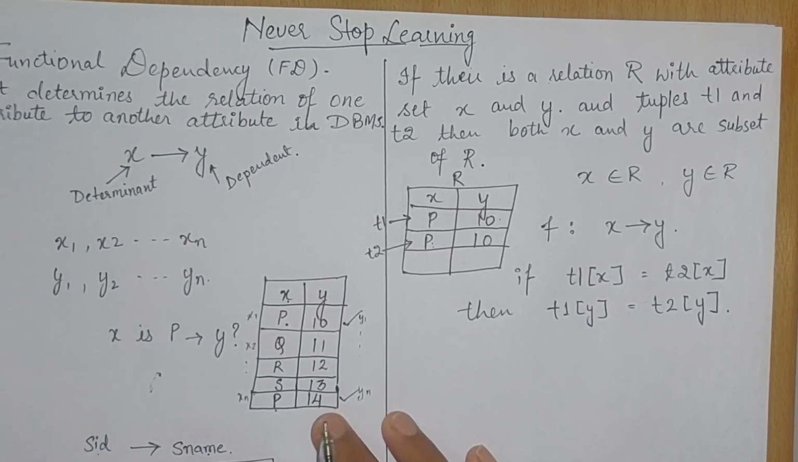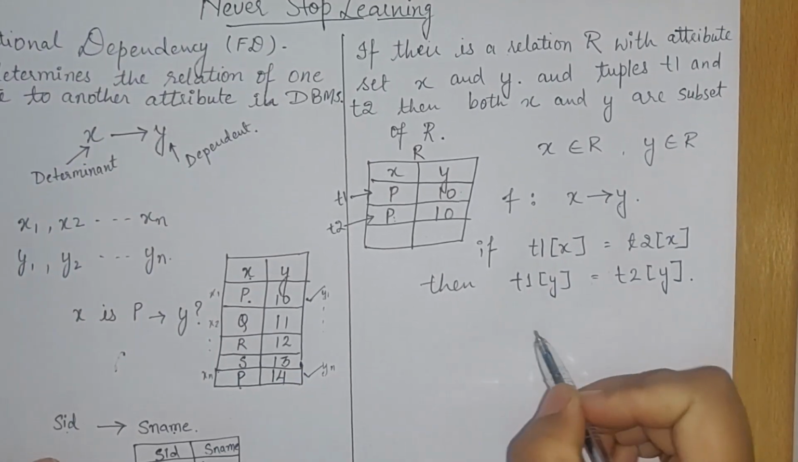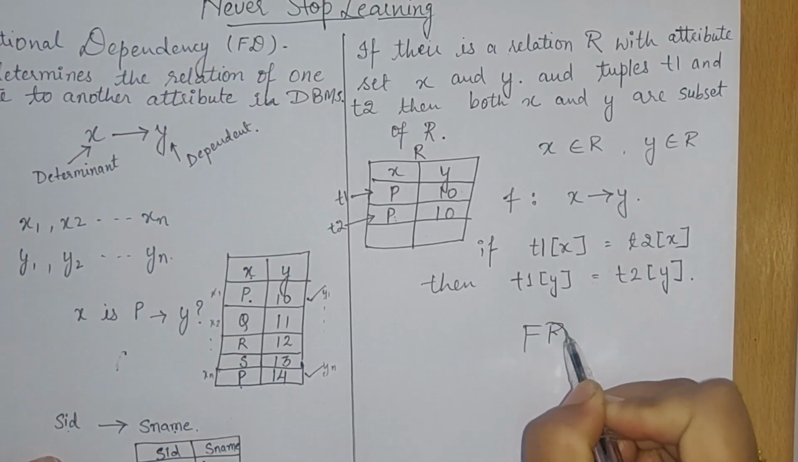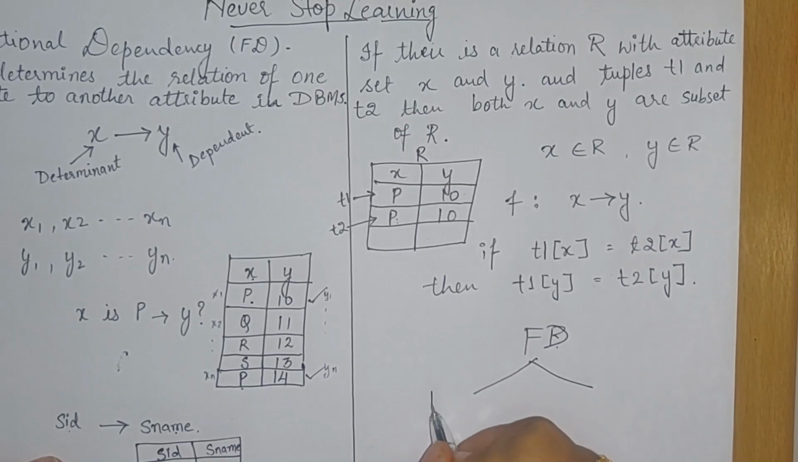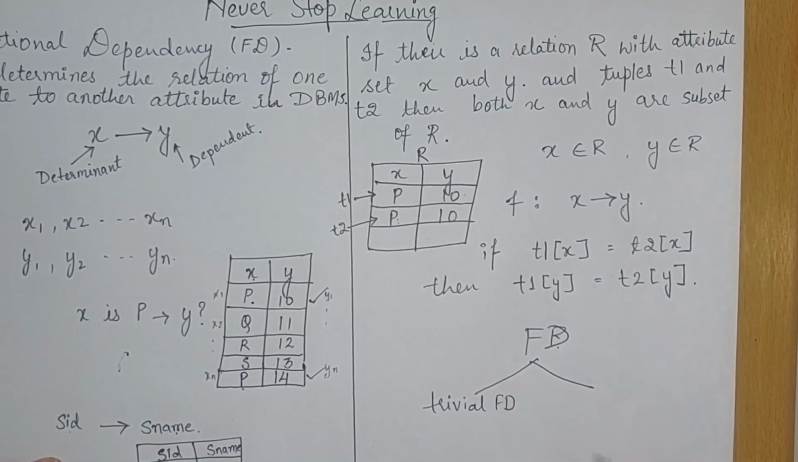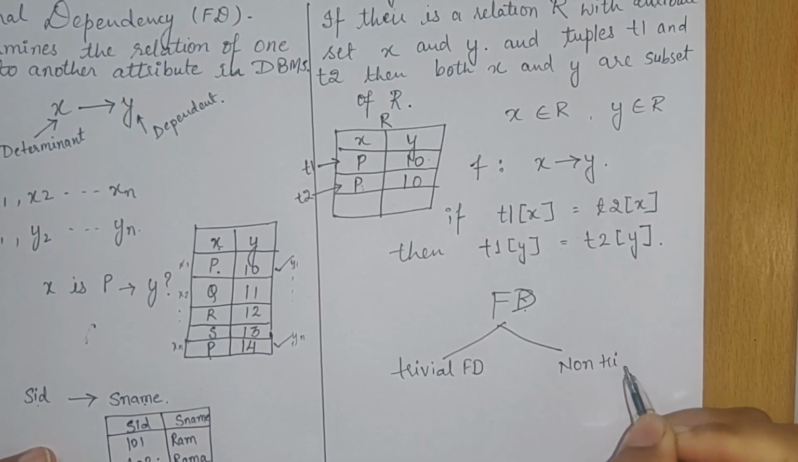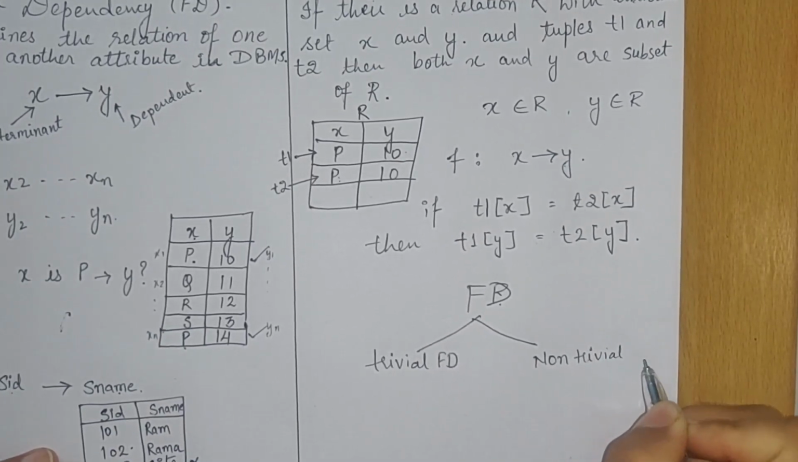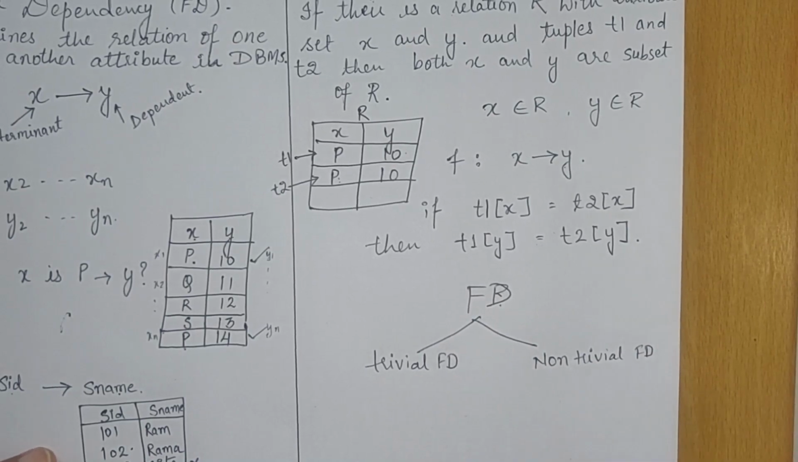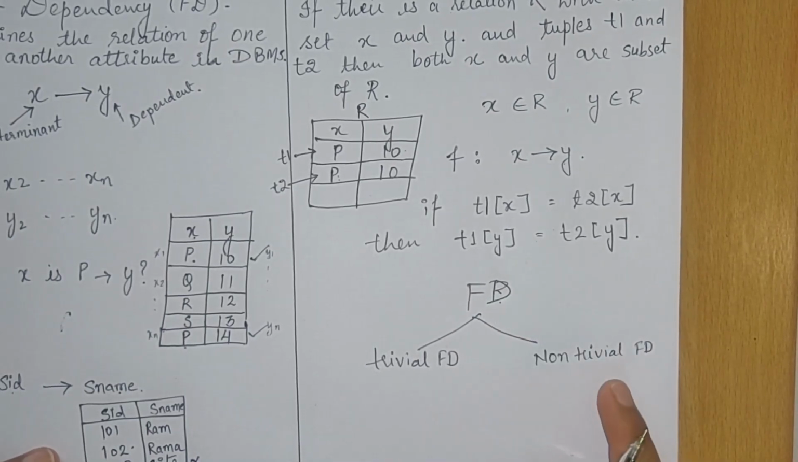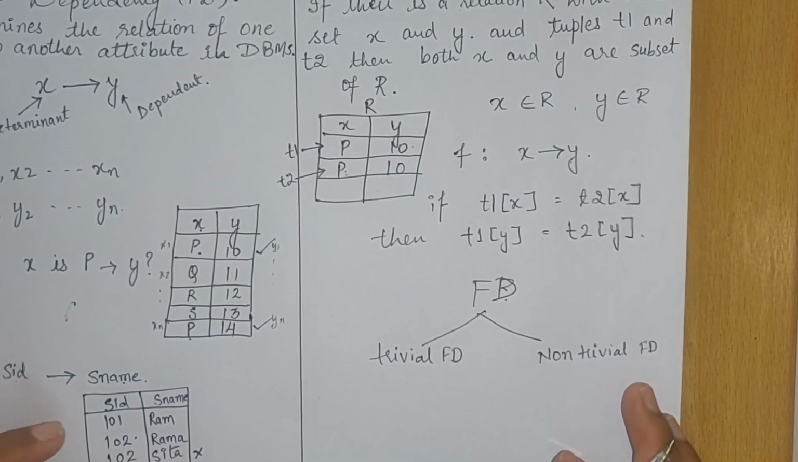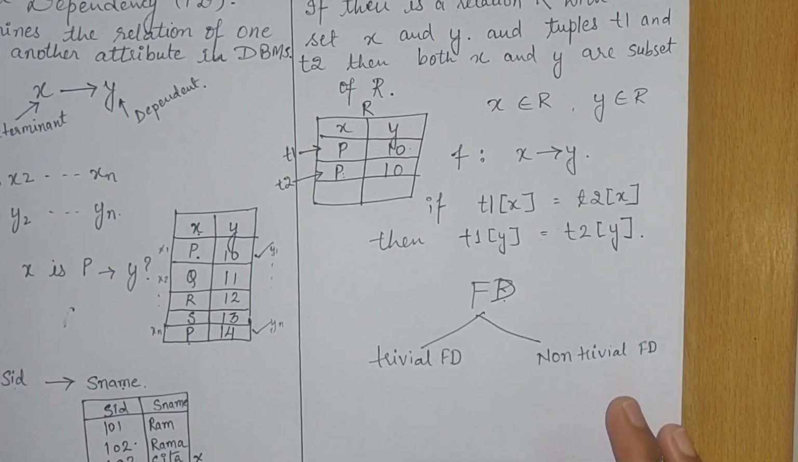Now, there are two types of functional dependency. Functional dependency is of two types. First is trivial functional dependency. Another is non-trivial functional dependency. Let's understand this trivial and non-trivial functional dependency one by one.